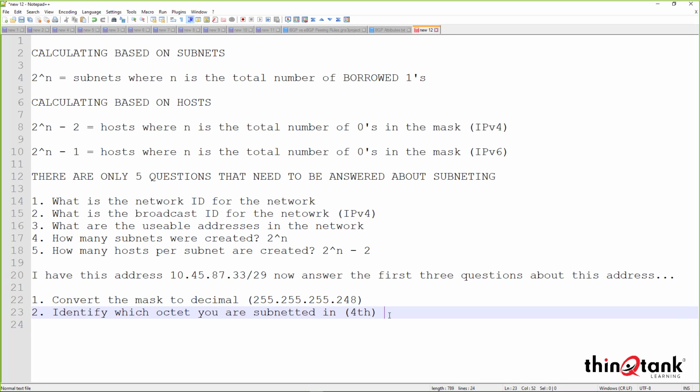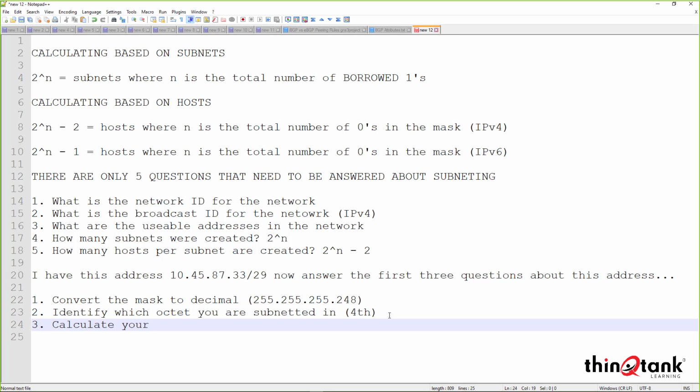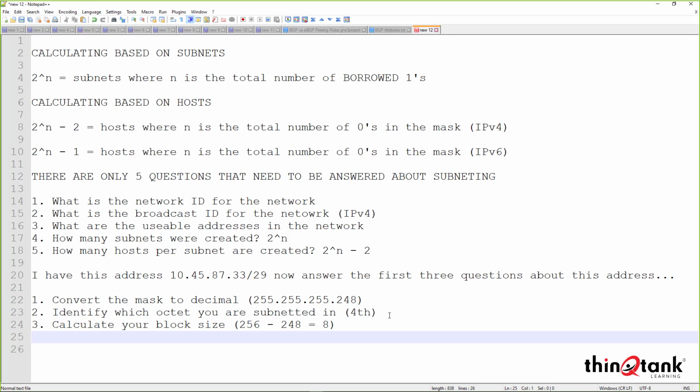Number 3, calculate your block size. Some people call this the magic number. It's 256 minus the value of the mask in the octet you're subnetted in. And in this case, our block size is 8. It's always 256 because there's always 256 possible values in an octet, 0 to 255. That's 256 possible values.